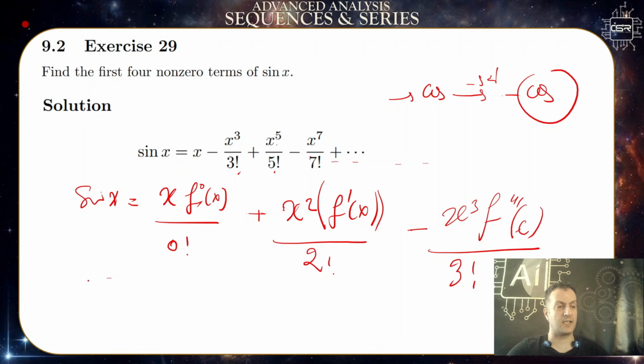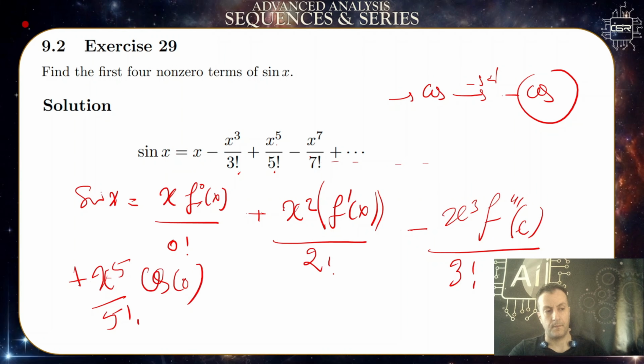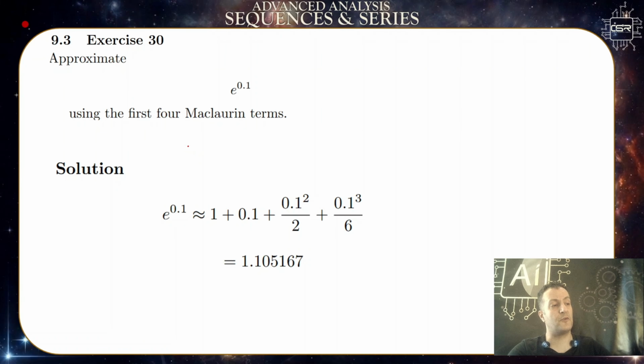Now, for x^4, cosine becomes sine. Sine 0 is equal to 0. Okay? For x^5, it becomes minus cosine, and the minus becomes plus, due to the alternation of the derivatives. So it becomes plus x^5 divided by 5 factorial, given that you have cosine 0 here, etc.